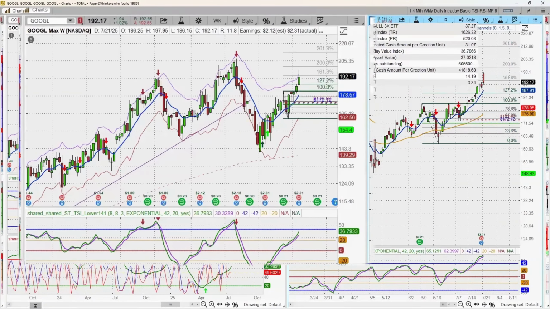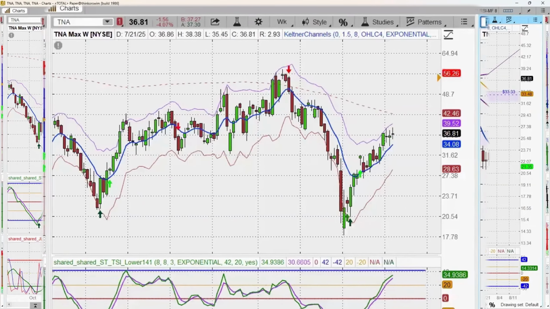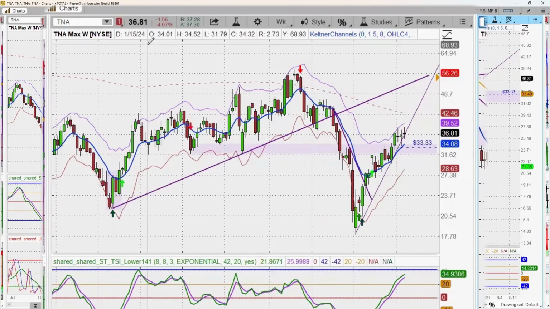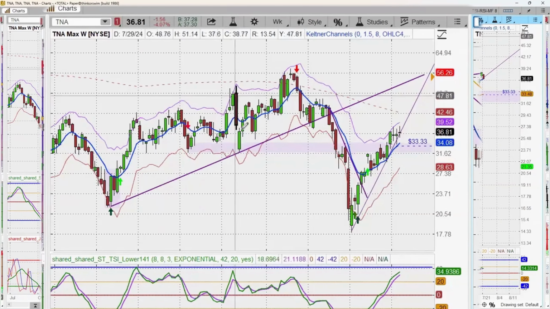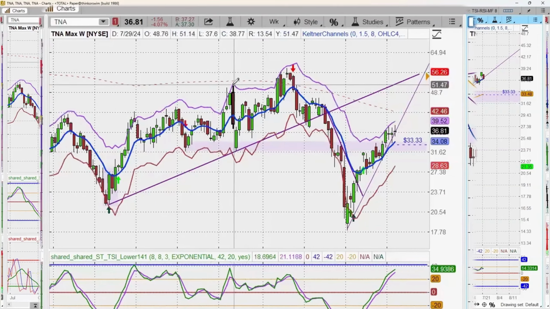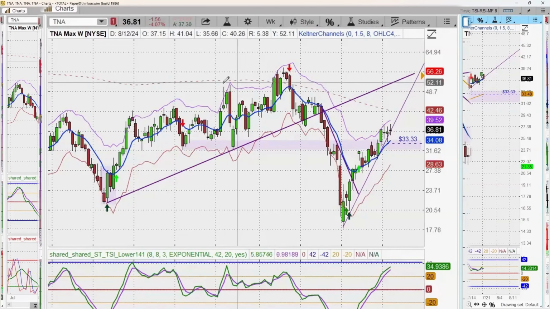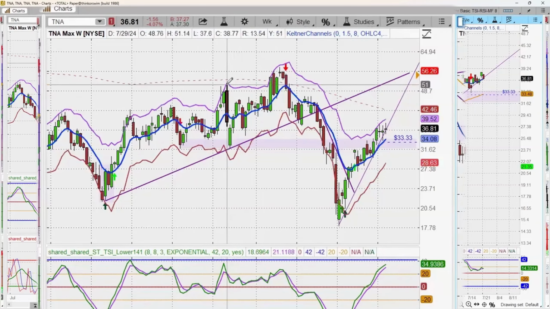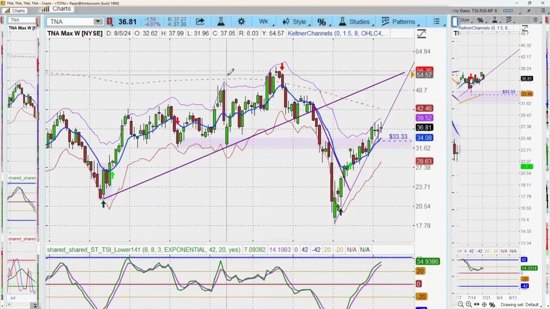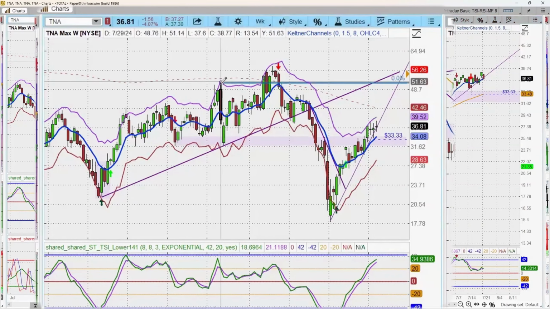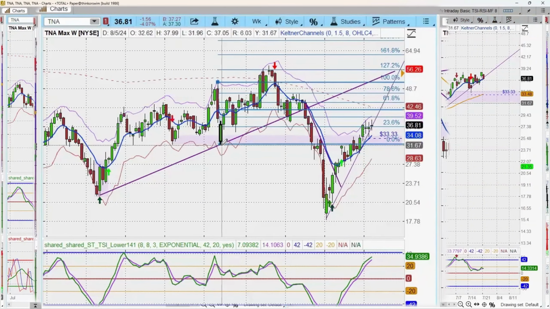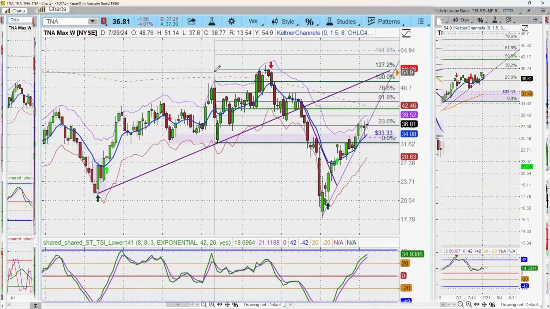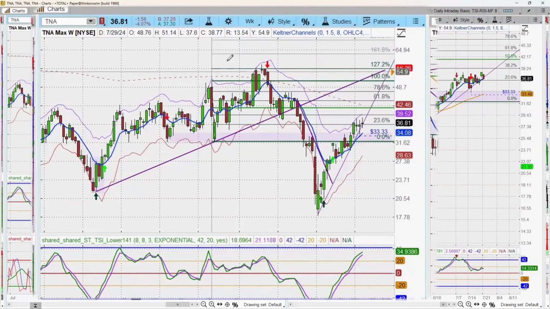And TNA, Chris, let's see what TNA is telling us. TNA telling us a lot the same thing. Just go, and I want to go back. One of the things why I go back to the weekly chart, I want to see how it behaves, how the Fibonacci's behave going back in time. Because oftentimes that is indicative of how they'll behave going forward.